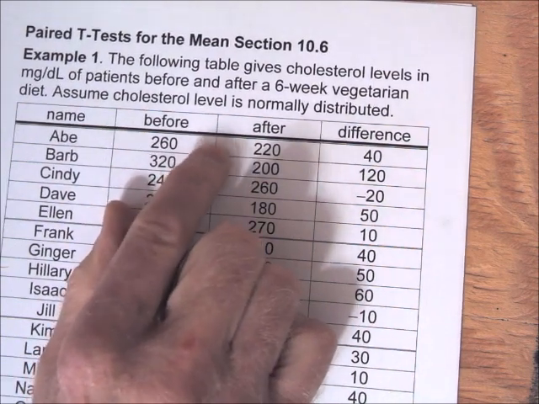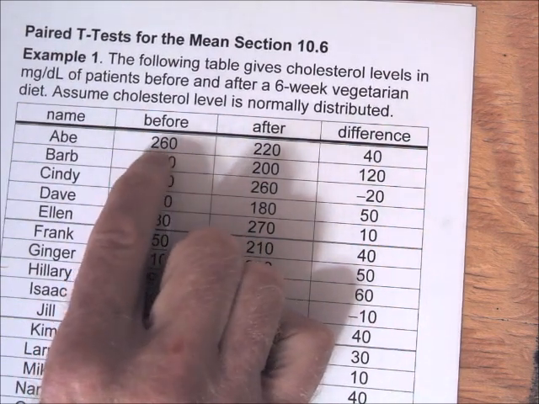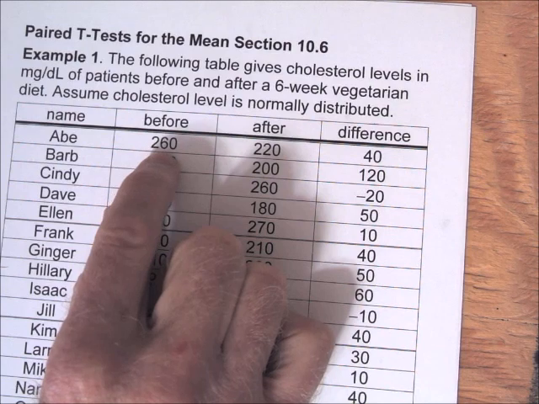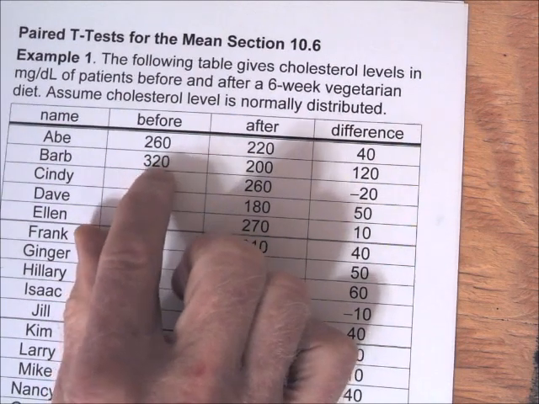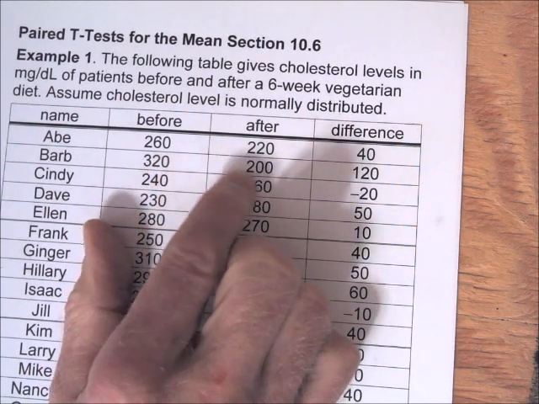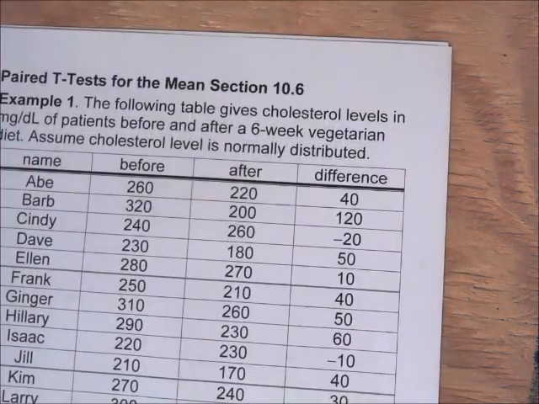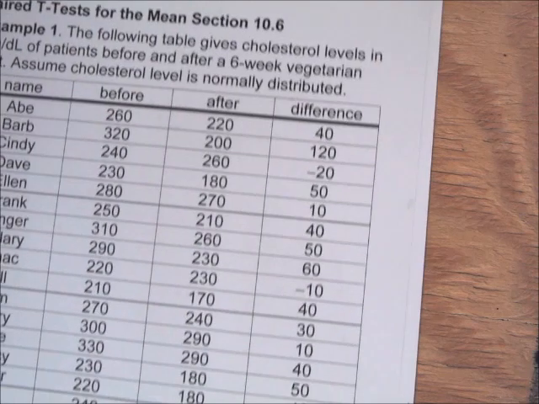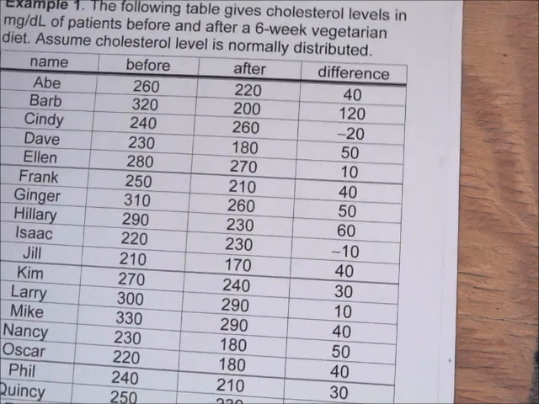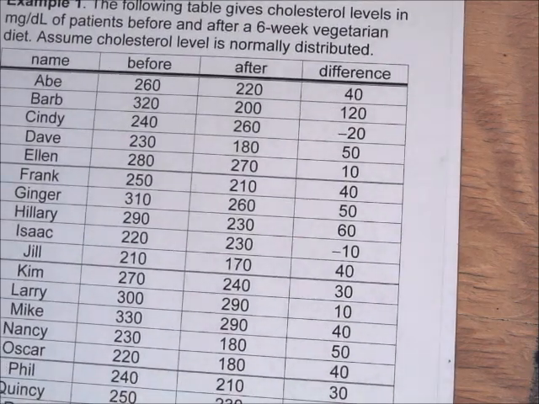a 6-week vegetarian diet. So for Abe, the cholesterol level was 260 before the diet and 220 after the diet. For Barb, 320 before and 200 after, and so forth. And what we're going to do here is, instead of treating these as two independent samples, we're essentially going to treat this as one sample.